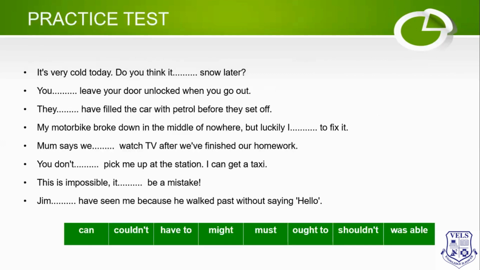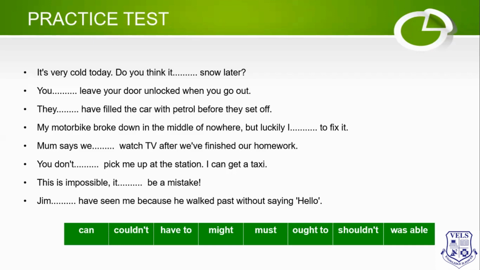Here is a practice session. Most of the competitive exams will have sentences given where we are asked to fix the correct modal verbs in the sentence. So, the first question. It is very cold today. Do you think it dash snow later? Take your own time, guess the answer, and write it down in a sheet of paper.